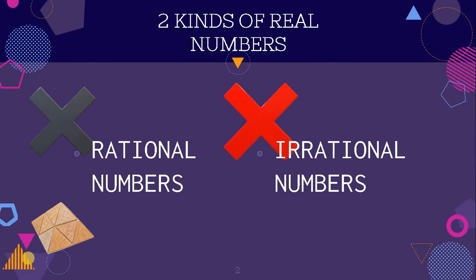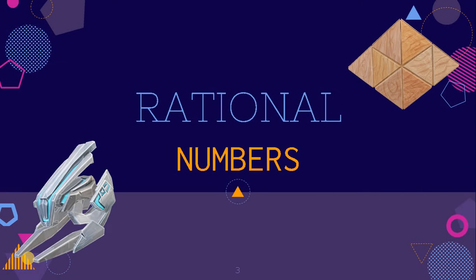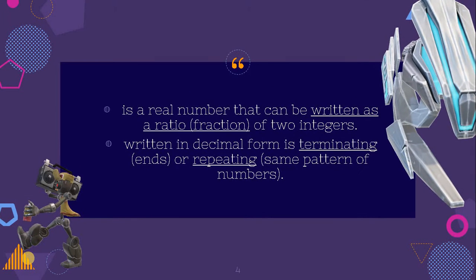So, there are two kinds of real numbers. The first one is rational numbers, and the second one, irrational numbers. Let's start with rational numbers. What is a rational number? It is a real number that can be written as a ratio or a fraction of two integers. It can be written in decimal form, terminating, and repeating.